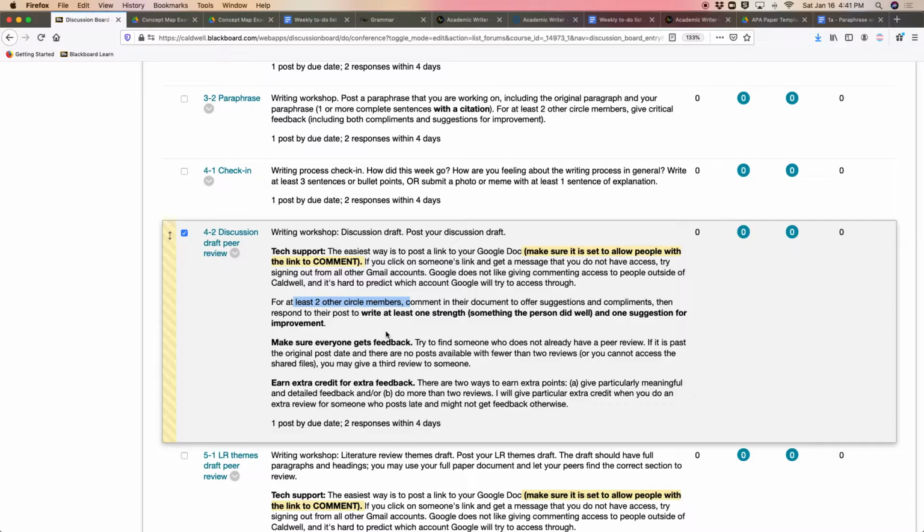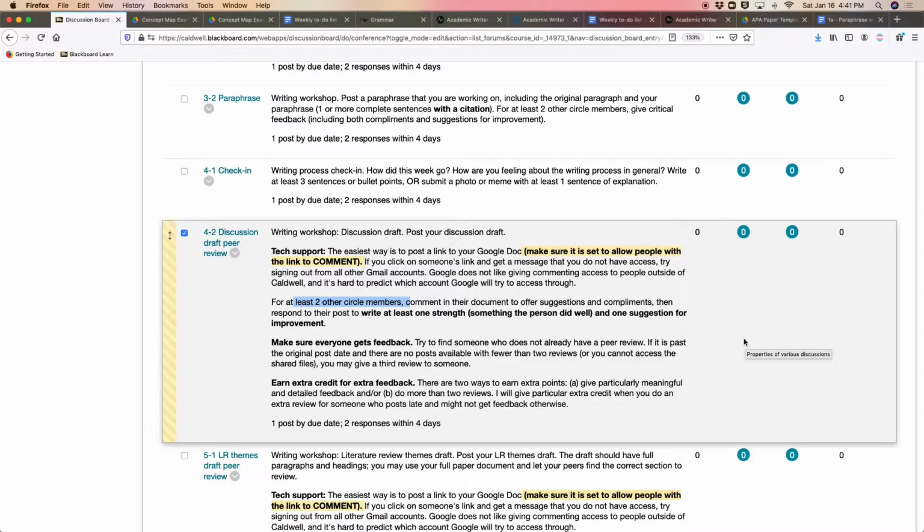So, if nobody has had comments yet, or I'm sorry, if there's nobody who hasn't had comments, or if the only people who haven't had comments aren't accessible, then feel free to give comments. Ideally everyone ends up with feedback from two people, but if you have to, I'm okay with you giving a third set of feedback to somebody.